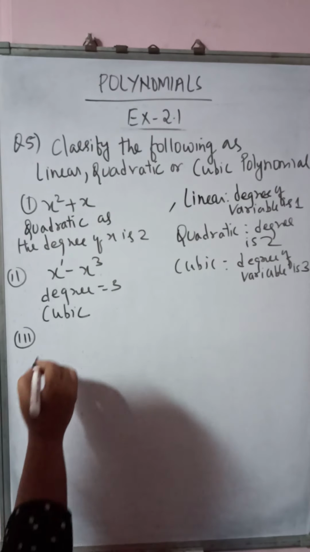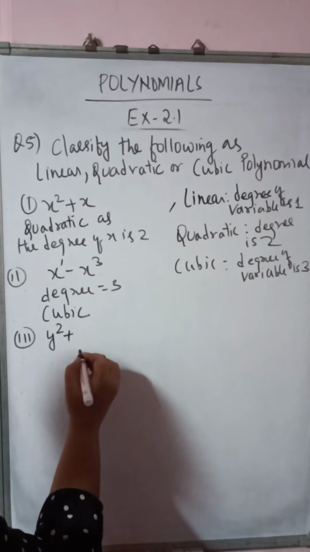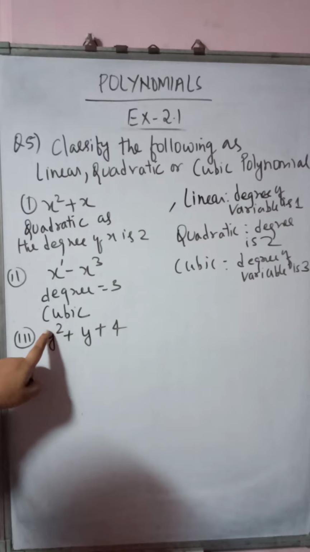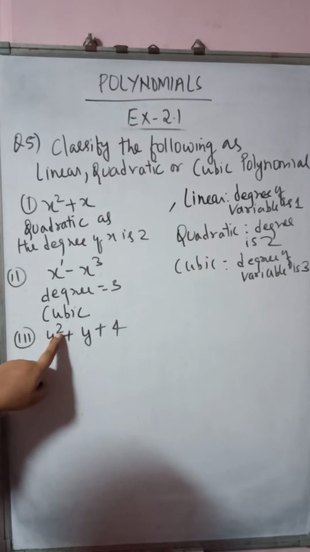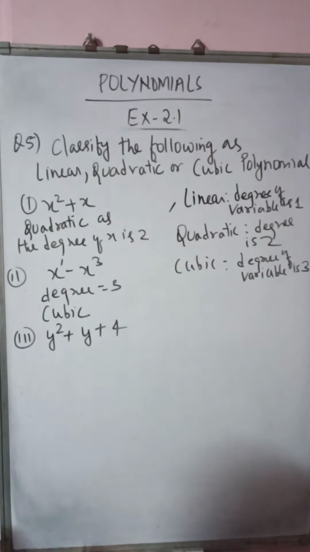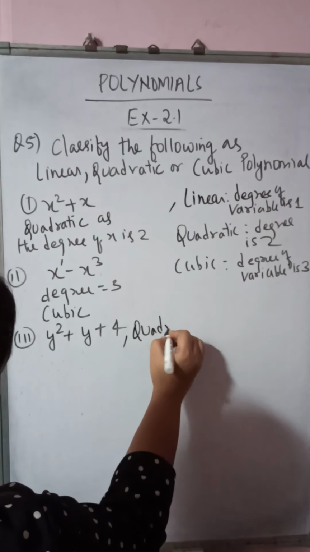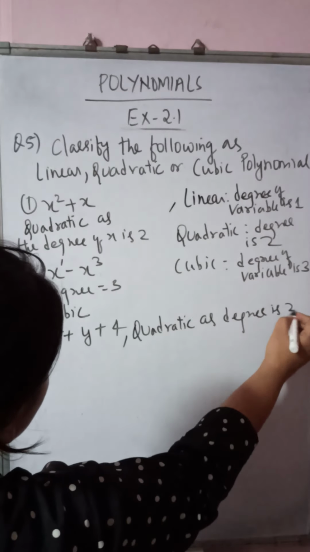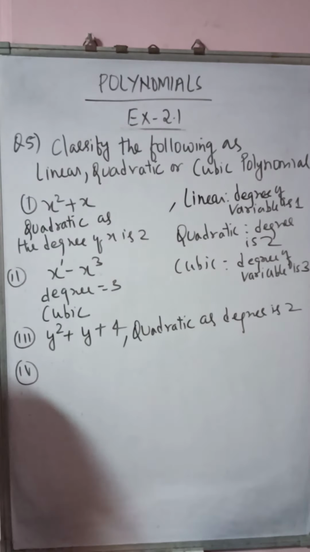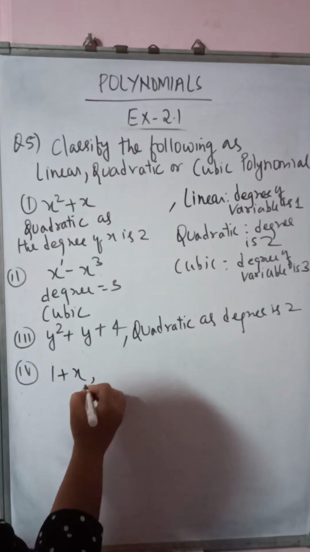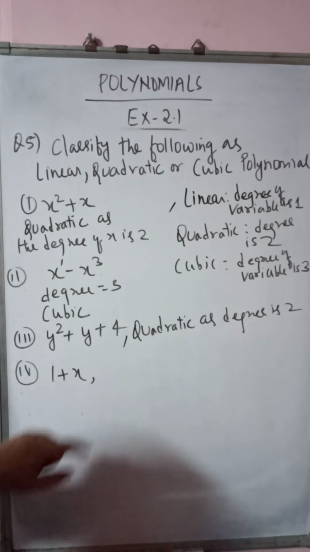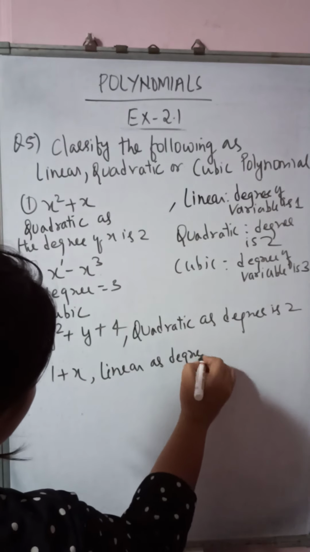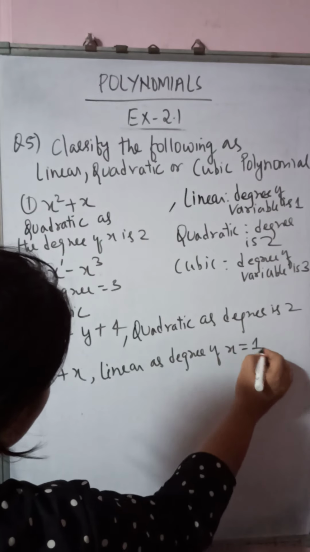Third, y square plus y plus 4. When you compare these, what is the highest power? 2. So when the degree is 2, which type of polynomial is it? Quadratic. So you will write quadratic as degree is 2. Next, 1 plus x. So what is the degree of the variable here? 1. So it is linear as the degree of x is 1.